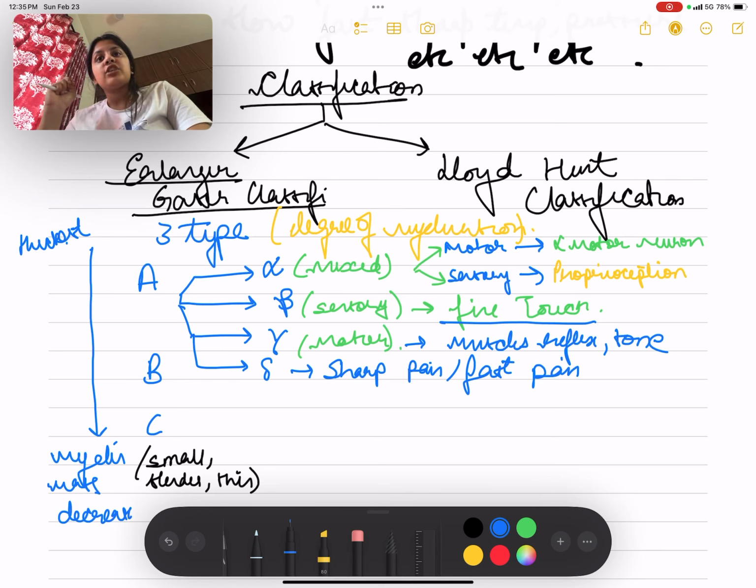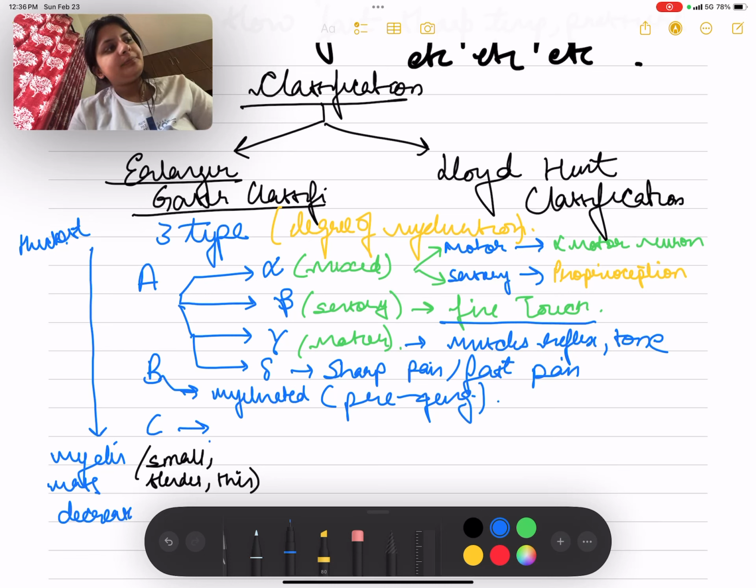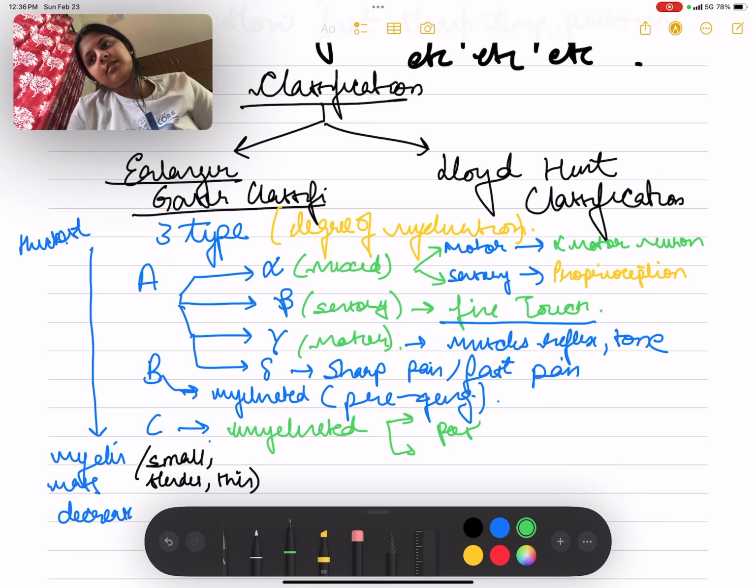Then we come on to B fibers. Now tell me. B fibers are myelinated fibers, or let's say they are the preganglionic fibers. And the C fibers, they are unmyelinated fibers, and they carry two impulses. One, they are postganglionic. You remember this, and they carry the senses for slow pain.